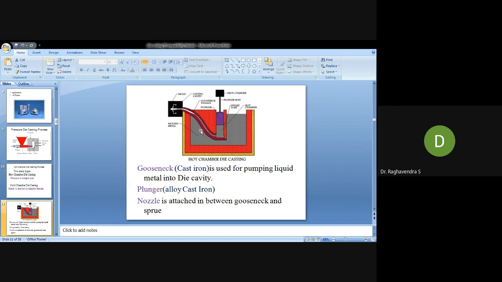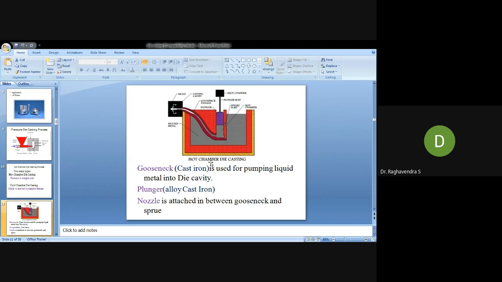This is the hot chamber. This is the molten metal. See, this is the mold. This is the hot chamber, this is the liquid molten metal, and this is a cylinder. This is a plunger. When they push this cylinder downwards, this purple color, the liquid will flow here into the die. This is the die and mold, and you'll get the component. Means there is a push.